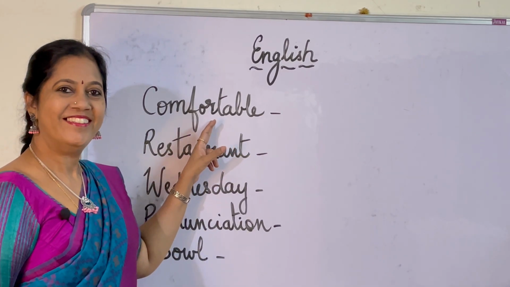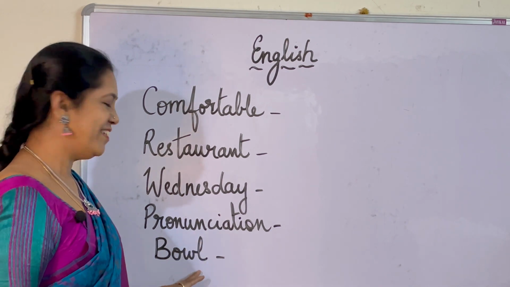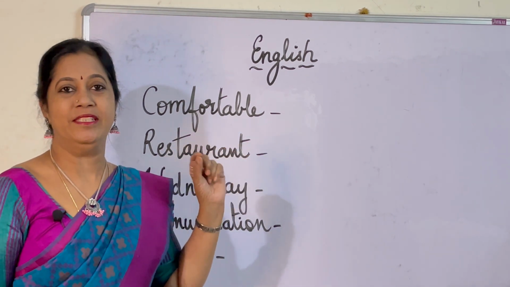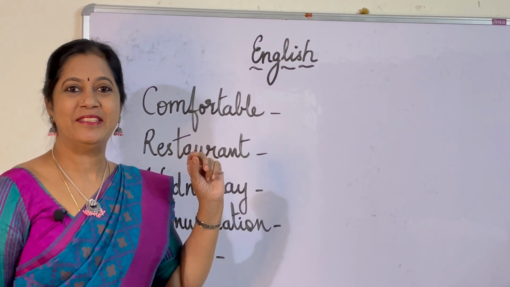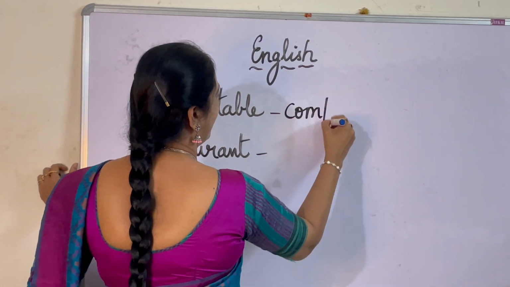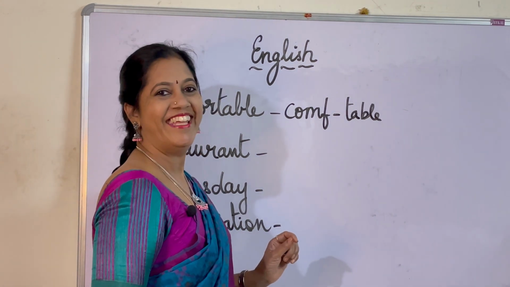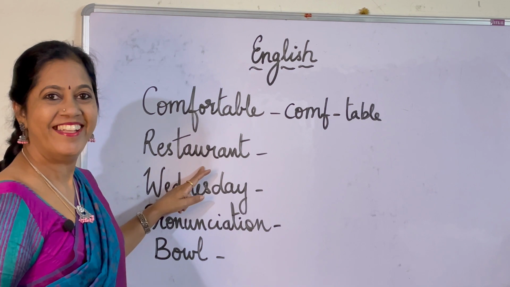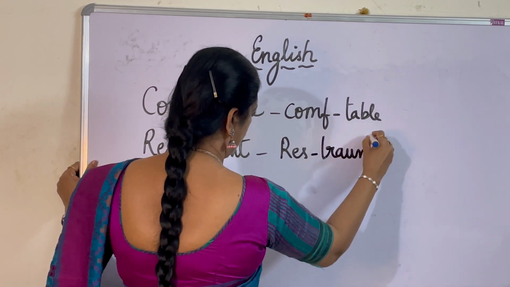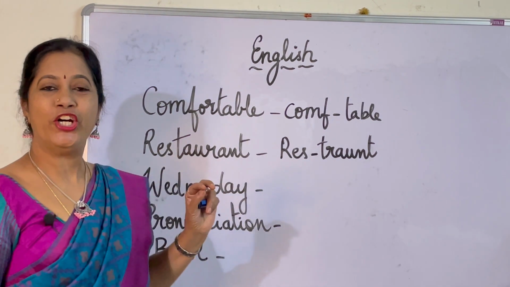What is this? Comfortable. Restaurant. Wednesday. Pronunciation. Bold. It's not comfortable, it's comfortable. Comfortable. Exactly, comfortable. Now, what is this? Restaurant. Exactly. It is not restaurant, it's restaurant.